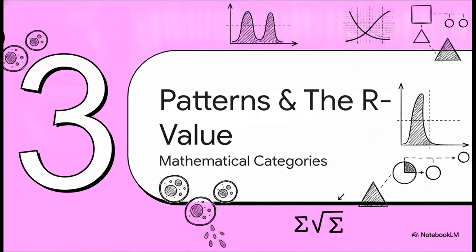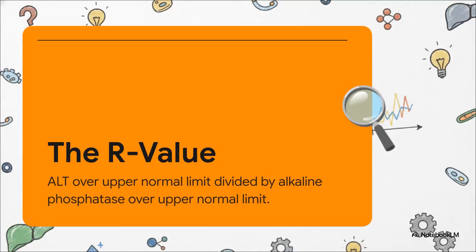Moving on to Section 3, Patterns and the R value. We must establish the shape of the data before we react to its height. We use the R-value formula to turn a visual pattern into a hard objective number. You take the ALT divided by its upper limit of normal, and then you divide that entire value by the alkaline phosphatase divided by its upper limit of normal.